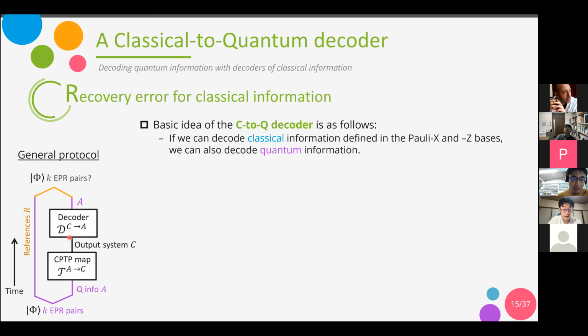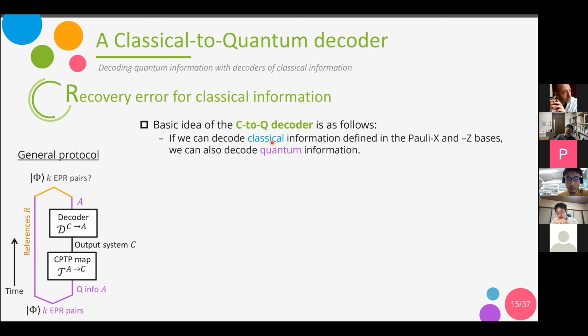Okay, based on this general protocol, I'm now going to explain how we construct the C2Q decoder. By the way, I just called this classical to quantum decoder C2Q. It's just a simple abbreviation. The basic idea of this decoder is that if we can decode classical information defined in two complementary bases, like Pauli X and Pauli Z bases, then we can actually decode quantum information as well. So following this basic idea, we are going to construct this C2Q decoder.